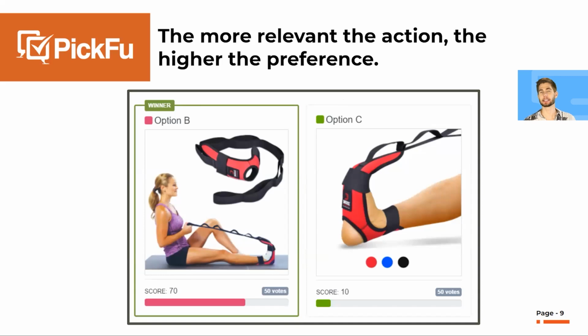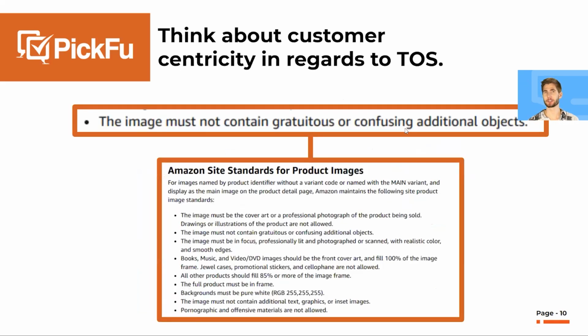And I've seen this time and time again in PickFu. I've seen this time and time again on client accounts that I manage. And so option C is good. It's showing this calf stretcher. It's showing the product being used zoomed in. But on the left, option B is even better because now it's showing a full body shot. It's showing that woman, she's sitting down, she's stretching out. So again, the more that you can show the product in use, the better.